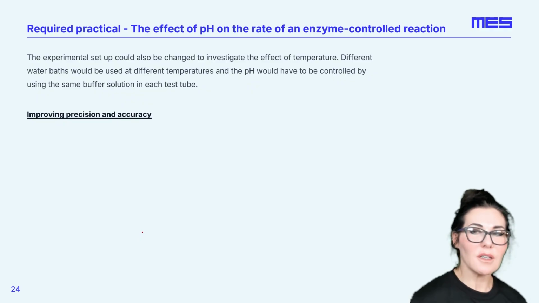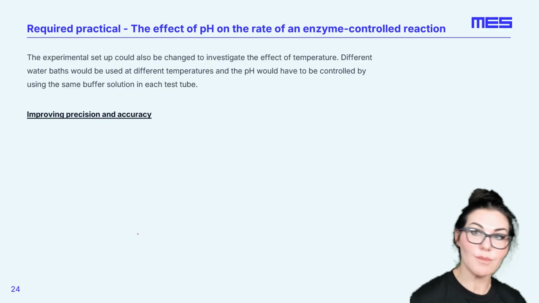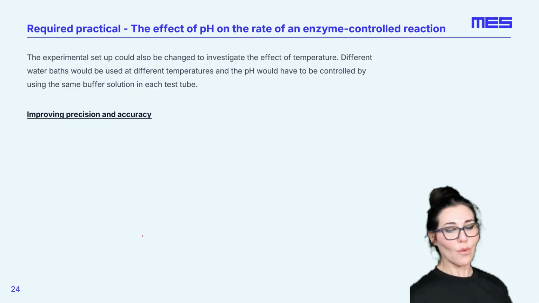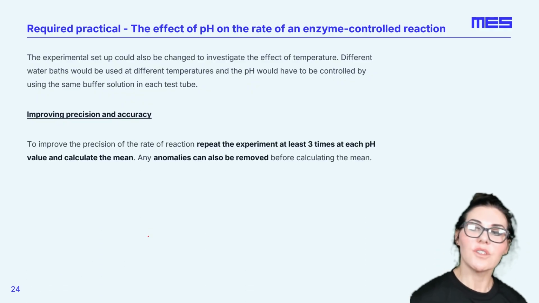A couple of other little important points to note that could come up in questions. Sometimes the exam will ask you to say, how could the precision of the experiment be improved? Or how could you make your experiment more accurate? We often get quite confused with our key scientific words. What does this mean then?